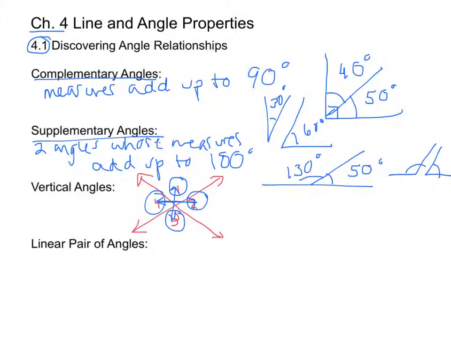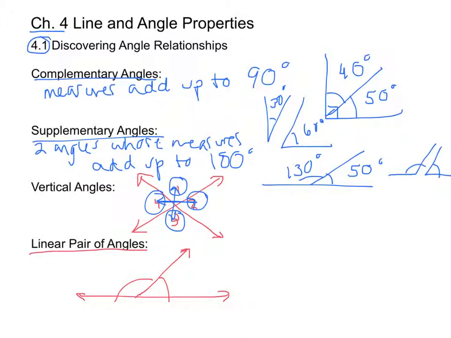Okay, so then moving on, a linear pair of angles is a little more complicated. They have to be on the same line, and they have to share a side, like this. And so they look like supplementary angles, and they are. They always turn out to be supplementary angles because they lie on the same line and share a side.